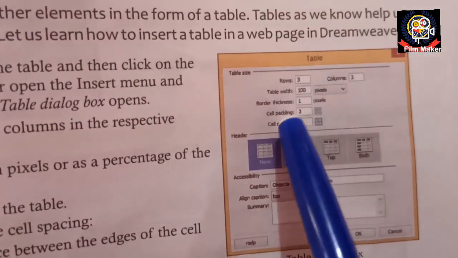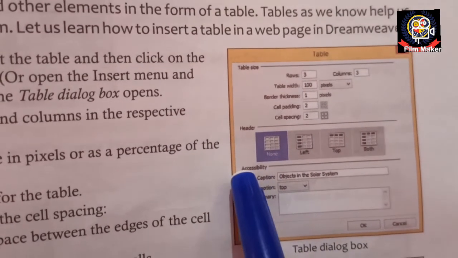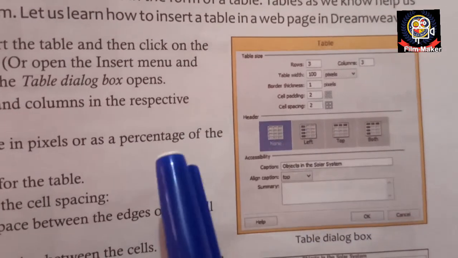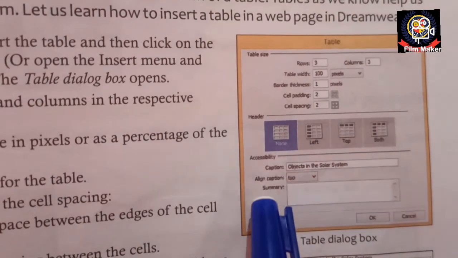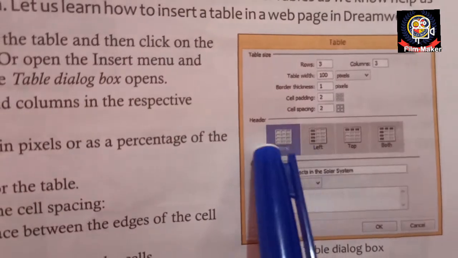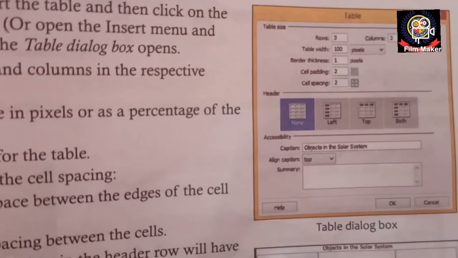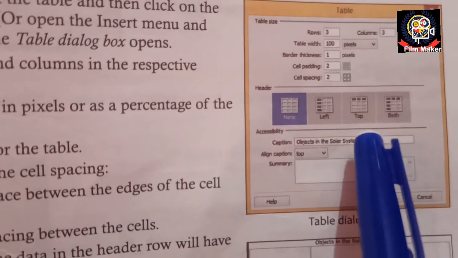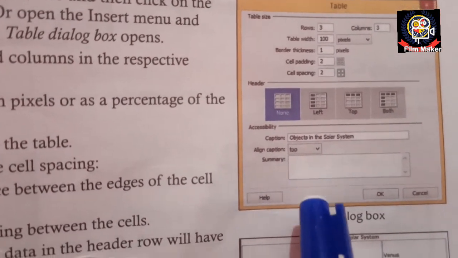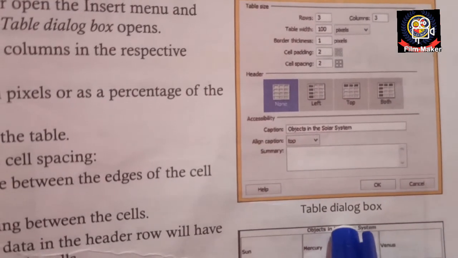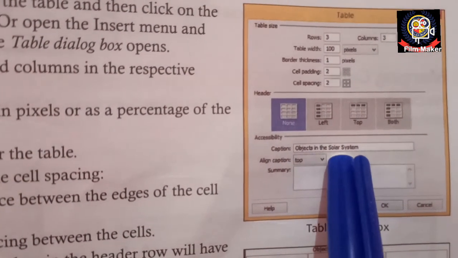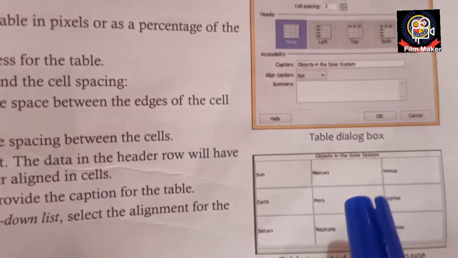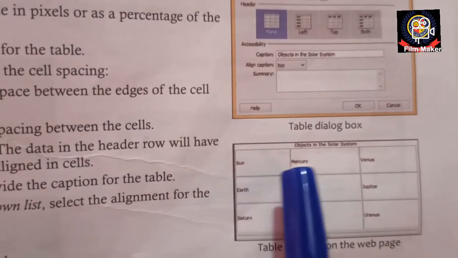not showing properly. Then header layout means if you want to select any of the header layouts, if you have mentioned one, then you can select it, otherwise you can normally select the none option. Then accessibility is related to that only. Then caption, if you want to give any title, then you can mention it here in the caption, like here the title given is objects in the solar system. Then align caption means if you want to align to center, top, bottom, wherever you want, you can select it from here. Then summary, if you want to give one, otherwise you can leave it, and then click OK. So this is how the table will be inserted.